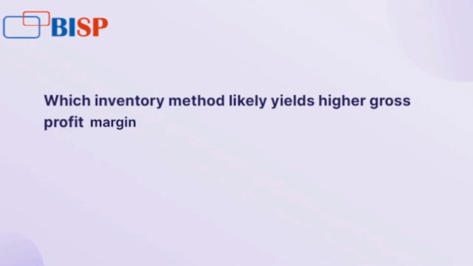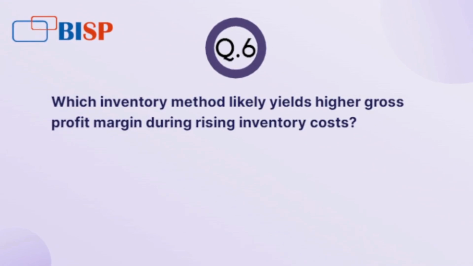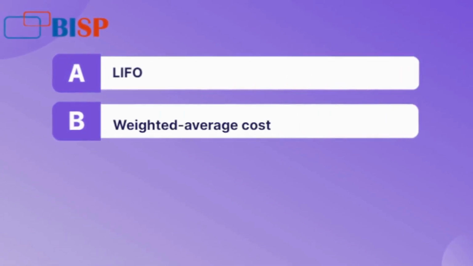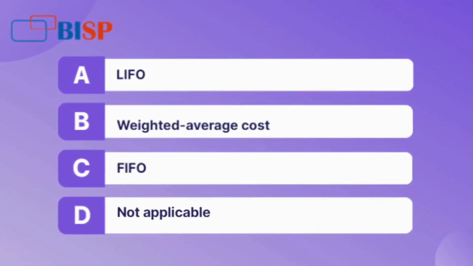Which inventory method likely yields higher gross profit margin during rising inventory costs? A. LIFO. B. Weighted average cost. C. FIFO. D. Not applicable.